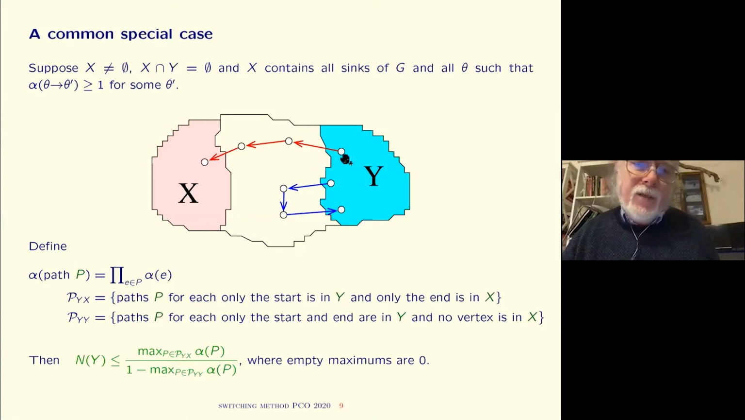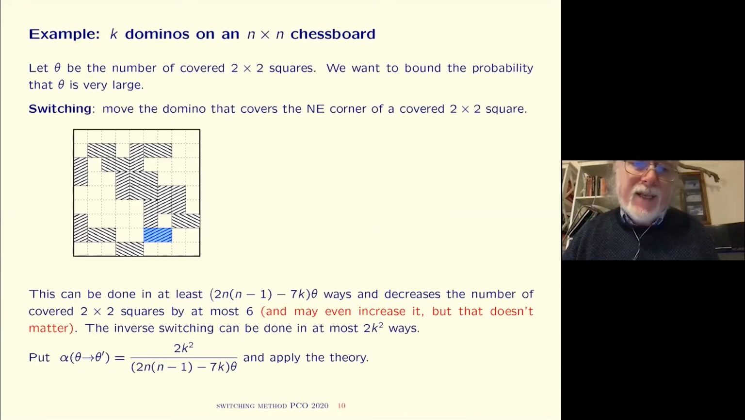Also, because the alphas in here are less than 1, that's the condition on X, which is up the top here. All the alphas in here are less than 1. You want to multiply together as few of them as possible to get the largest product, which means you want to take big steps. And in this problem, the steps have size 6 because 6 is the maximum number of squares lost by doing this switching.